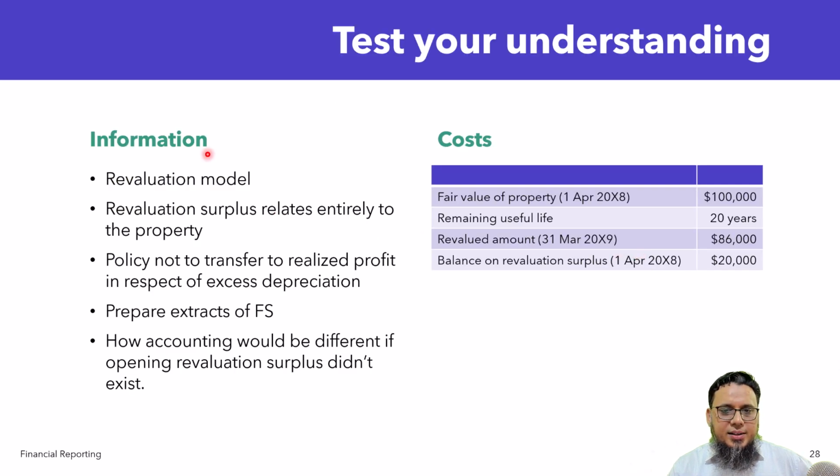Test your understanding. Information: you have a revaluation model, and a revaluation surplus that relates entirely to the property. Now, why is this information given? To eliminate any confusion that the revaluation surplus is a composite of different properties. It is a revaluation surplus related only to the property under question.